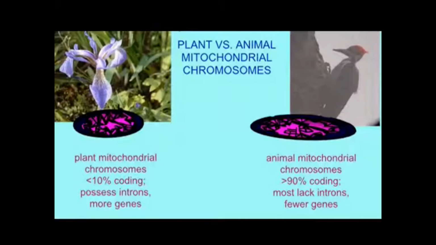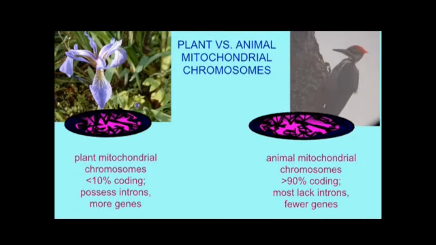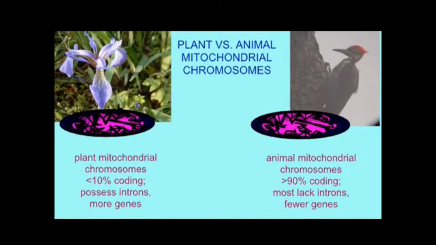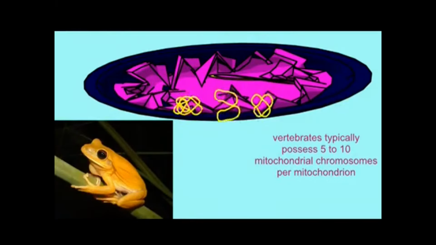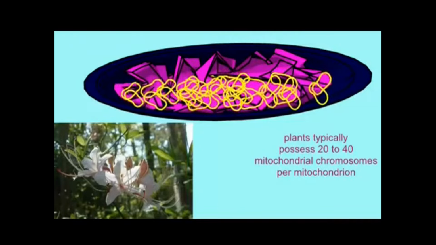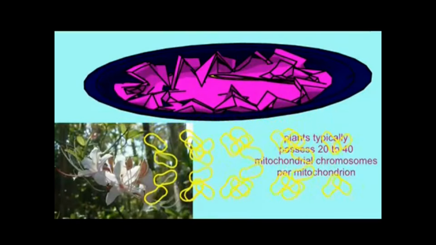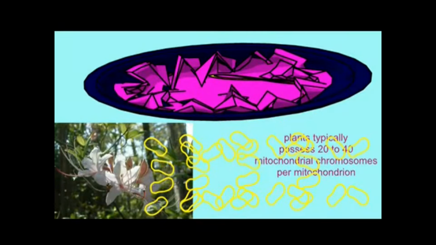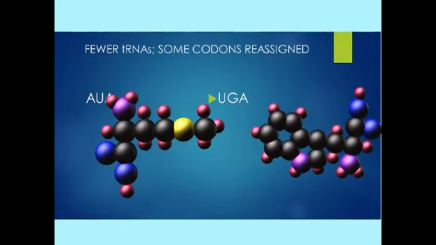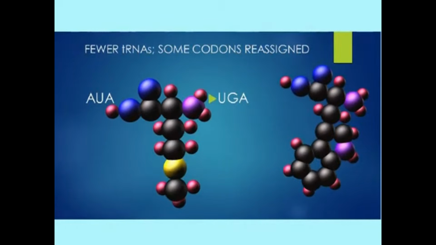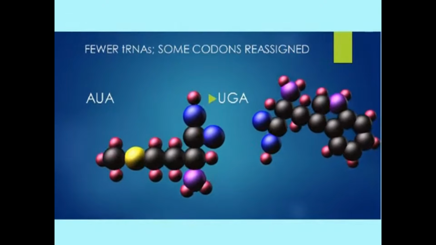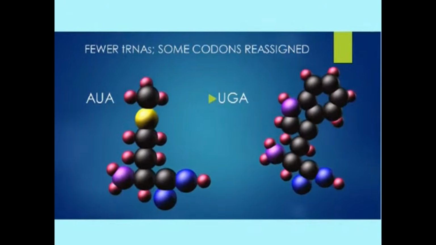The number of genes can vary, with protist and plant mitochondria typically having more genes than those of mammals. The gene order of mammalian mitochondrial chromosomes is constant, so all mammals have the same genes in the same order. The percent of the chromosome which is coding as opposed to nucleotides which don't code for RNA or a protein can vary, as can the number of chromosomes per mitochondrion. In vertebrates it is typically 5 to 10, but in plants it can be 20 to 40.